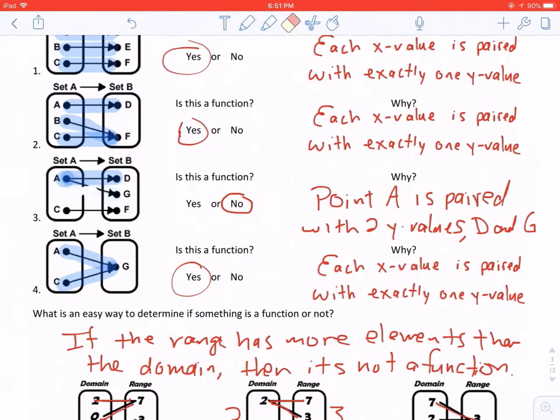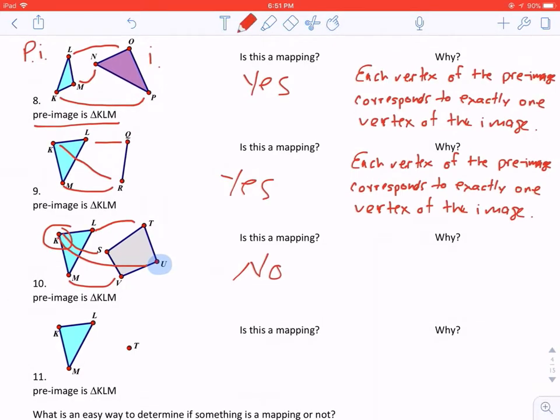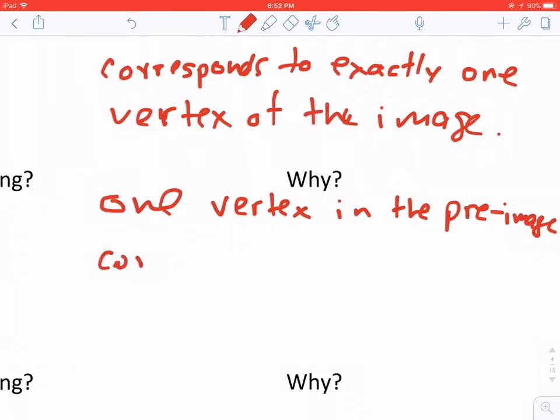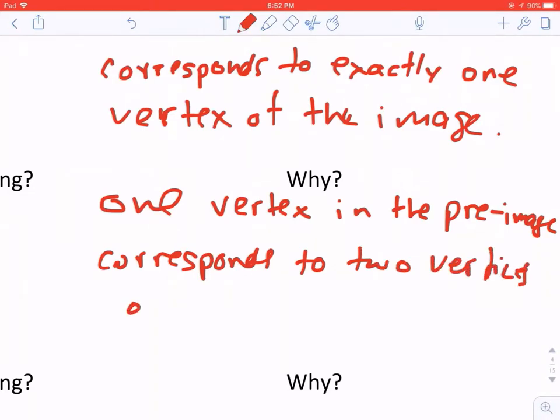Just like on the previous problems, looking at, let's say, this one right here, A has two choices. It could go to D or it could go to G. It makes it not a function. For this, it makes it not a mapping. Why? Let's be specific. No, we can't be specific because we don't know how this would be paired together, so let's not be specific. One vertex in the preimage, that's the first picture, corresponds to two vertices in the image.